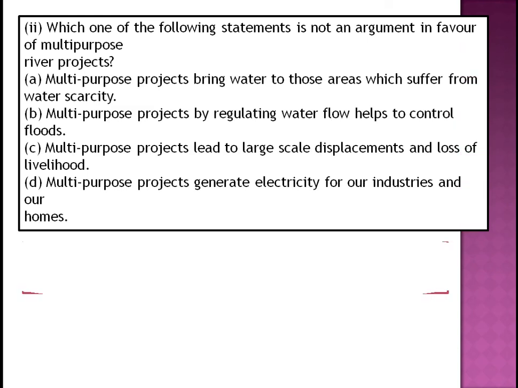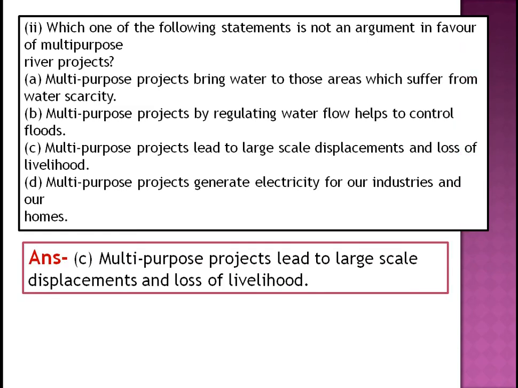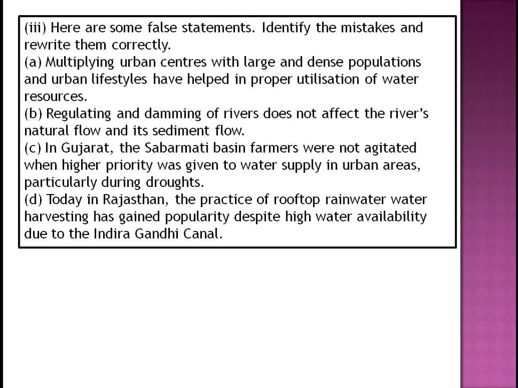Next. Third, here are some statements. Identify the mistakes and rewrite them correctly. So point number 1, multiplying urban centers with large and dense population and urban lifestyle have helped in the proper utilization of the water resources. Please read out A, B, C and D. In that, something is incorrect or a mistake. You have to identify that, then you have to write it.